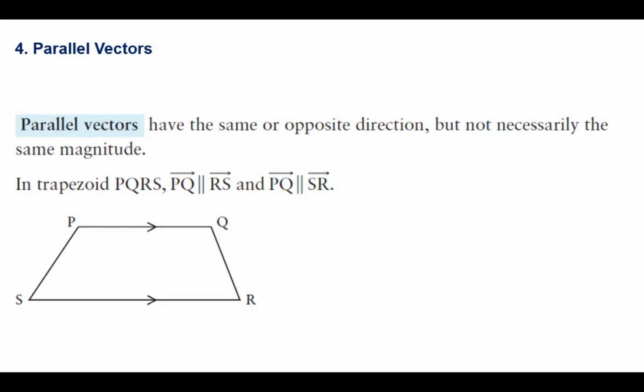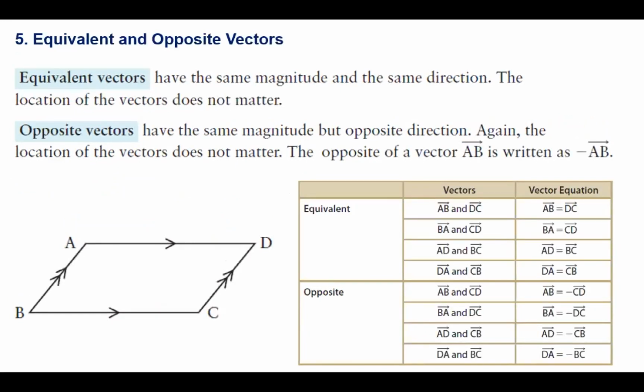All right, then let's have a look at another related concept, which is called equivalent and opposite vectors. Equivalent vectors have the same magnitude and the same direction. The location of the vector does not matter. So as long as two vectors have the same magnitude and the same direction, they can be called equivalent vectors. Well, opposite vectors have the same magnitude, but opposite direction. Again, the location of the vectors does not matter. The opposite of a vector AB is written as negative vector AB.